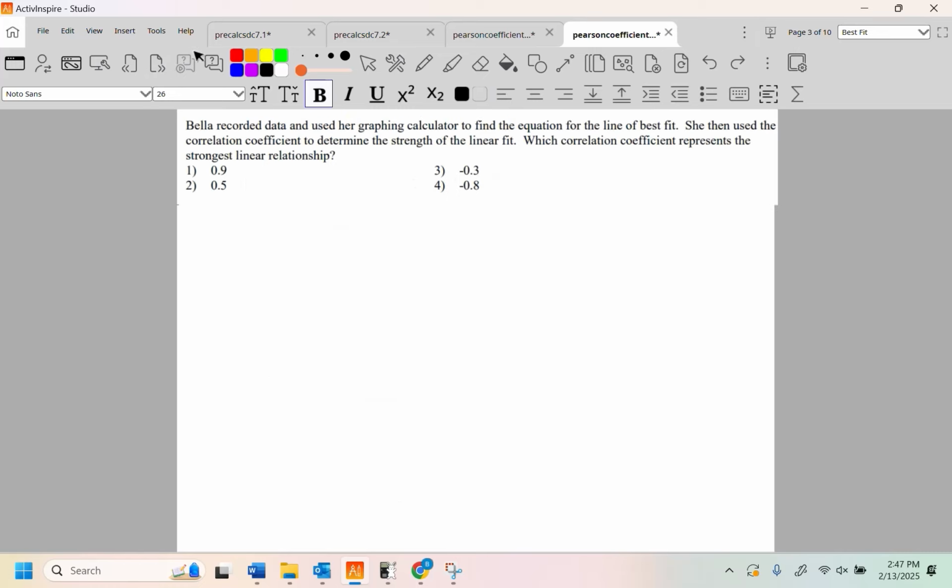All right, Bella recorded data and used her graphing calculator to find the equation of line of best fit. She then used the correlation coefficient to determine the strength of the linear fit. Which correlation represents the strongest linear relationship? And it's not about being positive. Now, if there was a choice 5 here that said -0.93, it would be the best.